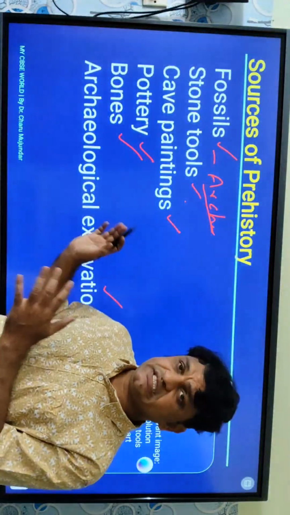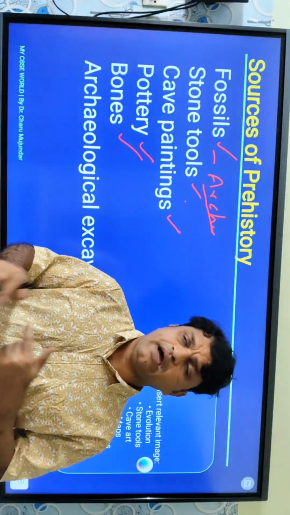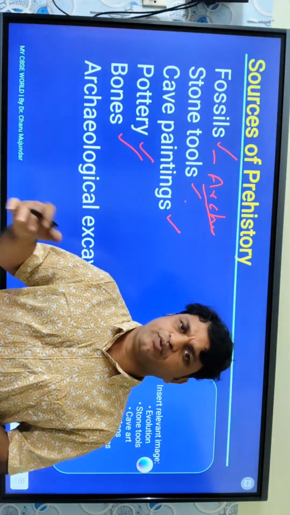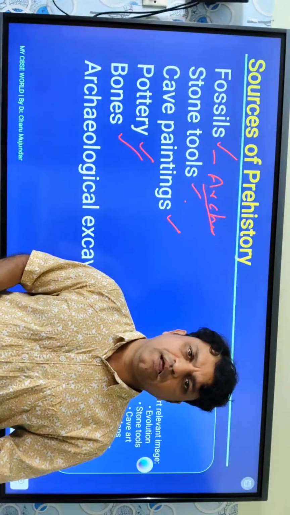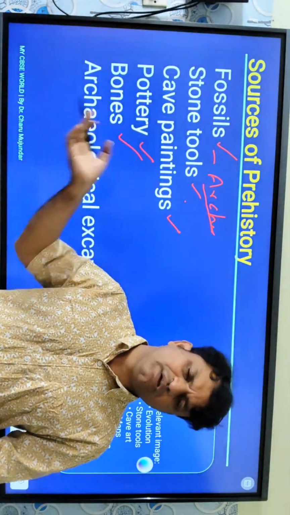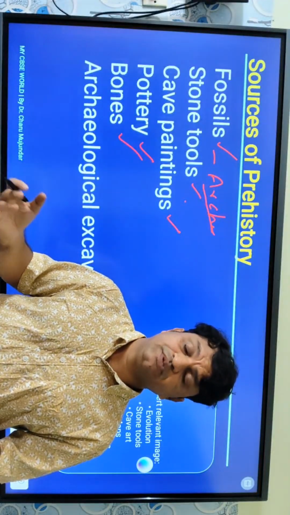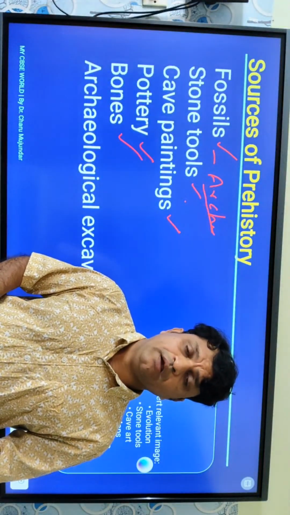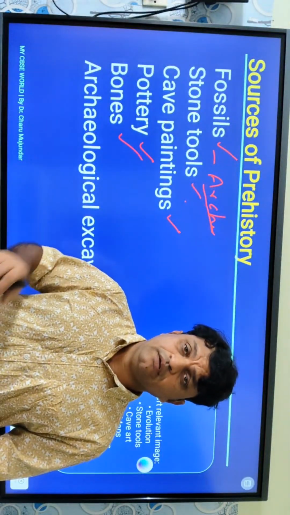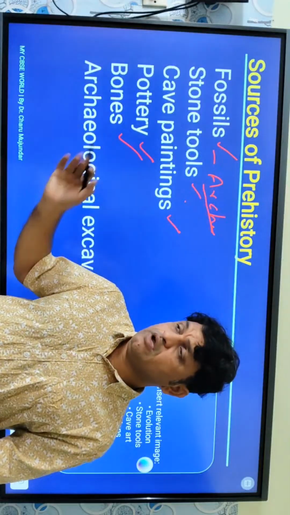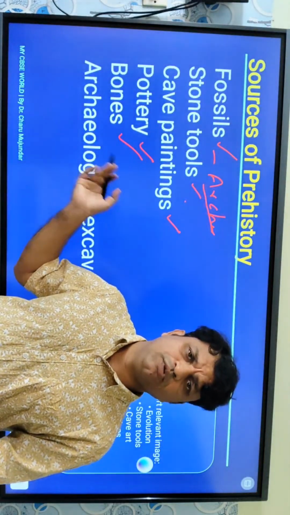To understand early humans and the beginning of civilization, every student should have background knowledge about prehistory, protohistory, history, and our early human ancestors. Before that we have so many things: orangutan, gibbons, monkeys, apes, then Australopithecus, then Homo habilis, then Homo erectus, Homo neanderthal, Homo sapiens sapiens.